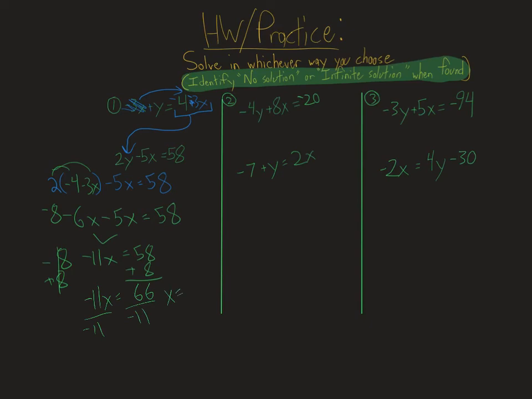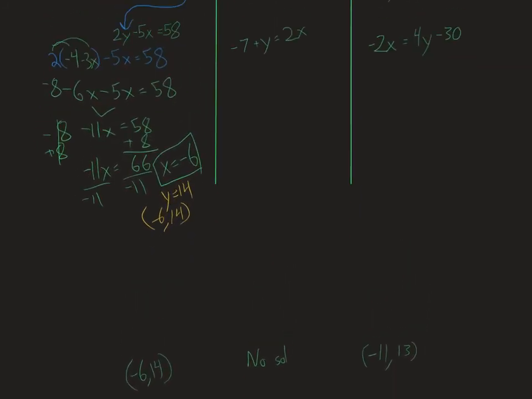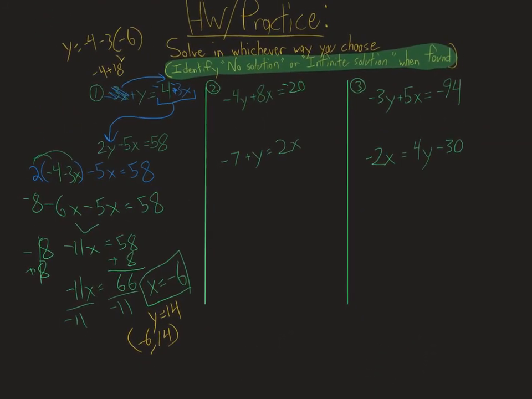Right off that negative 11, we see that x equals negative 6. We'll go plug him in right here at the top. Y equals negative 4 minus 3 times the negative 6, and we see 18. Negative 4 plus 18 is 14. And was that correct? Yes, it was. Good. All right, number 2.